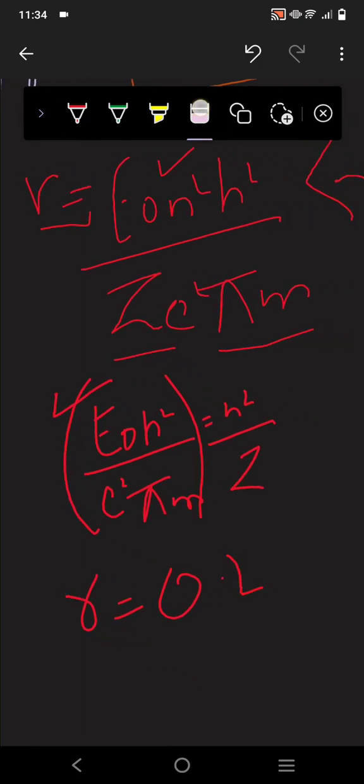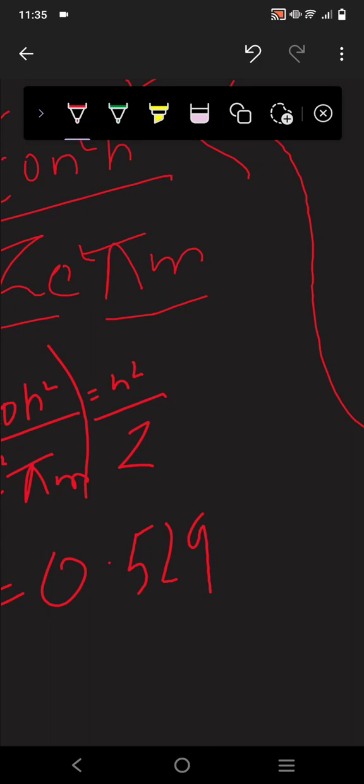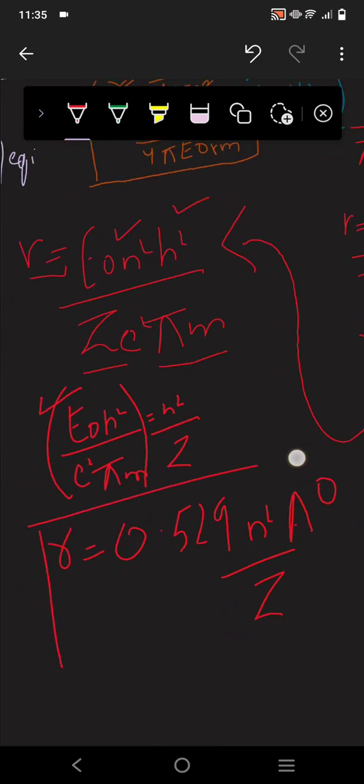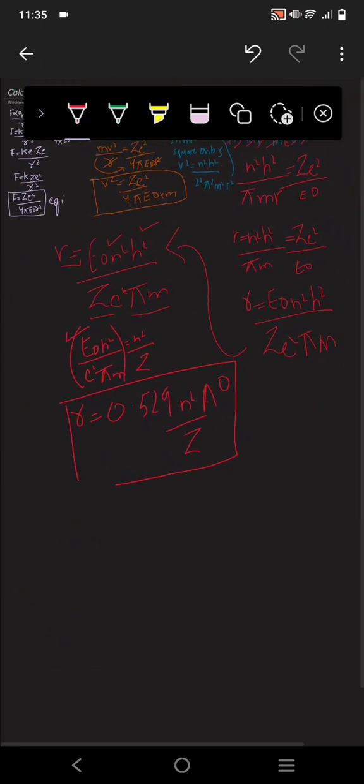0.2. Finally we got the answer, 0.529 n square upon z, a naught. This is the final radius.